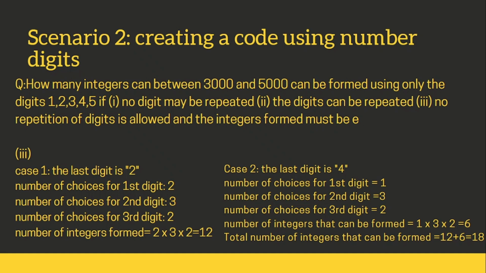And for the second case where the last digit is 4, because our number can only be between 3000 and 5000, we have to use 4 as the last number. That means the only first digit we have is a 3. Then for the second digit, we can have a 1, a 2, or a 5. Then afterwards, you take 3 minus 1, 2 scenarios. So in this case, the number of integers that can be formed is 1 times 3 times 2 equals 6. And so the total number of integers that can be formed is the addition of the two cases, which is 12 plus 6 equals 18.